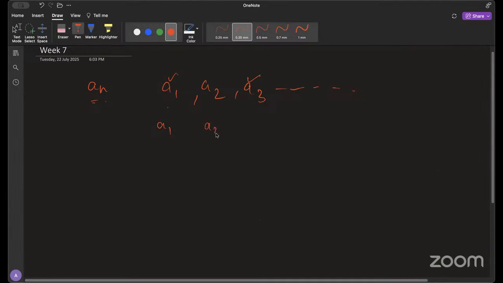So A3 should come after A1 only. A subsequence can't be A4 and then you choose A3, then A2, then A9. You can't do this. This is not a subsequence. But if it is A1, A3, then A7, A9, A20, anything that comes after A9, you can take as the next term. This is a subsequence and the other isn't. This is how a subsequence works. Is that fine?